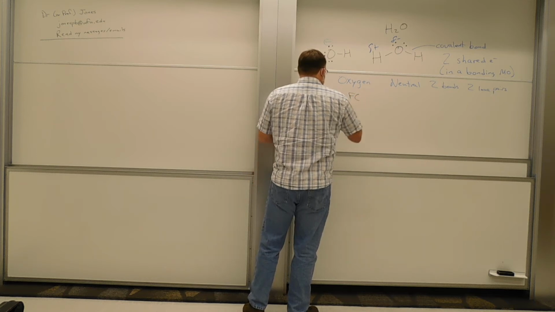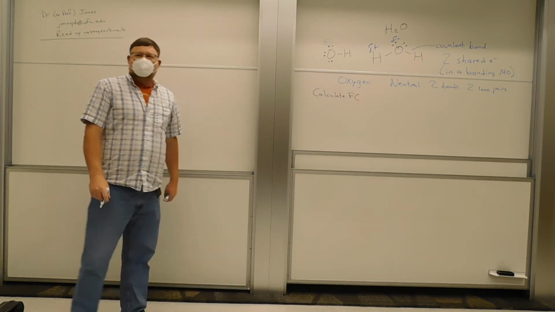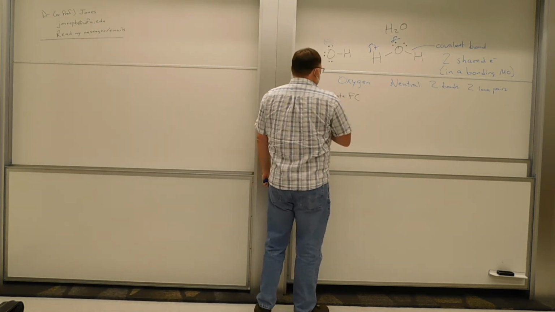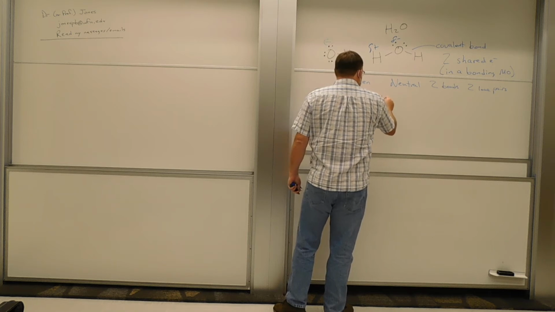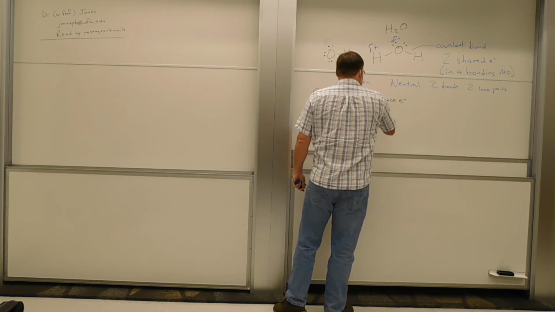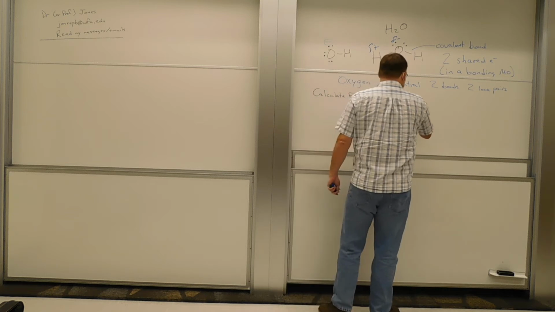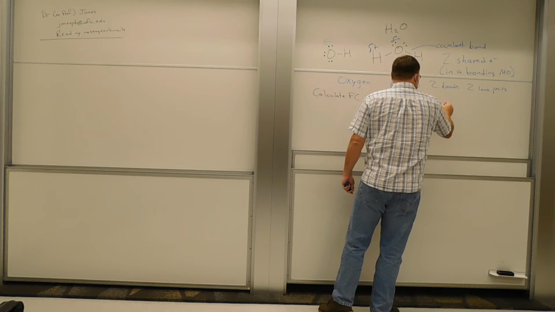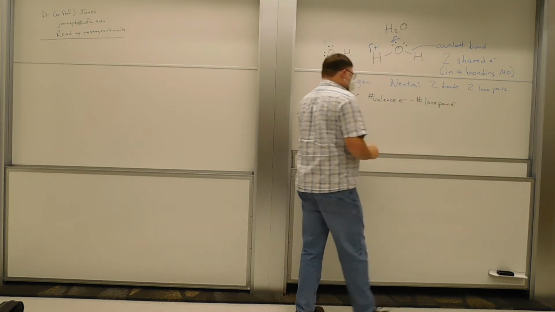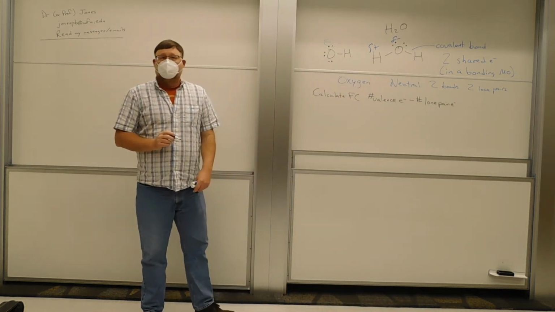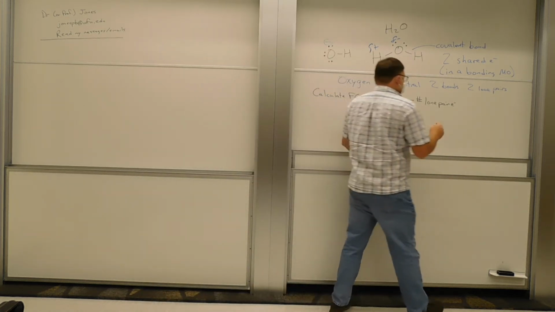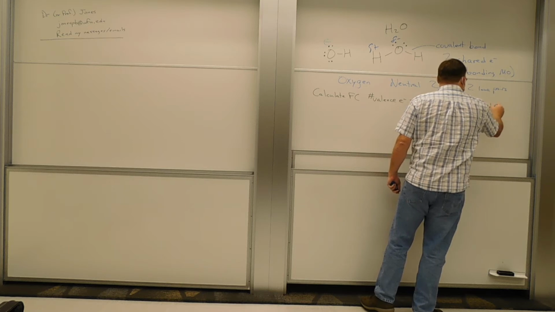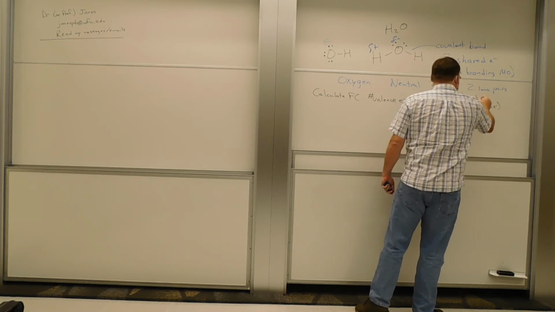Like I said, I'm repeating stuff from Thursday's class because I want everybody to see it in person. You should be able to calculate a formal charge. And the equation for this is the number of valence electrons minus the number of lone pair electrons. So not the number of lone pairs, but the lone pair electrons. And then minus half of the shared electrons, or the bonding electrons.